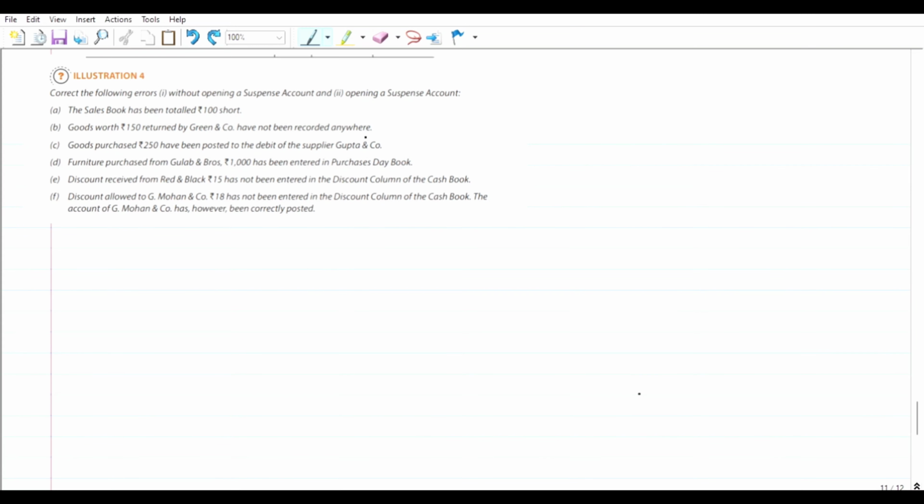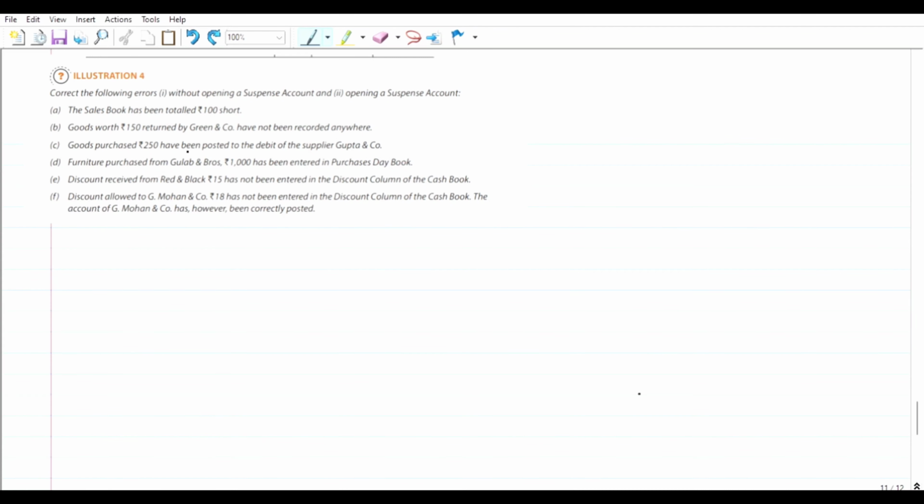Hi friends, today we are going to discuss the continuation of rectification of errors. So I have taken illustration number 4 from the ICAI study material, which has two types of questions.